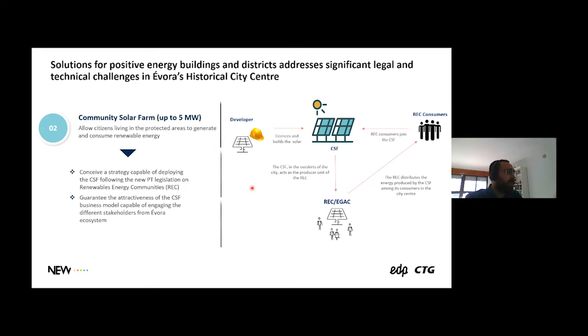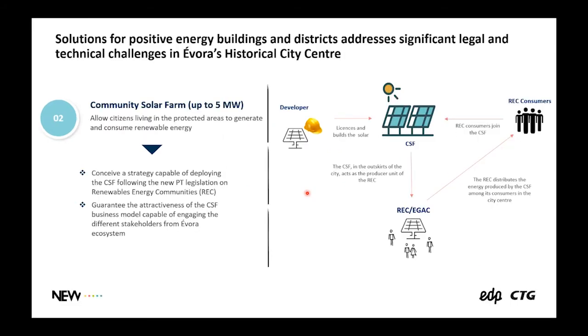Moving on to the second solution that we are testing in the project. This one is a bit more raw. It is a community solar farm, or community solar farms, up to 5 megawatts. Basically, the premise and what we want to have with this solution is to allow the citizens that live in the protected areas, that live in the historic city center, to be able to generate and consume this renewable energy.